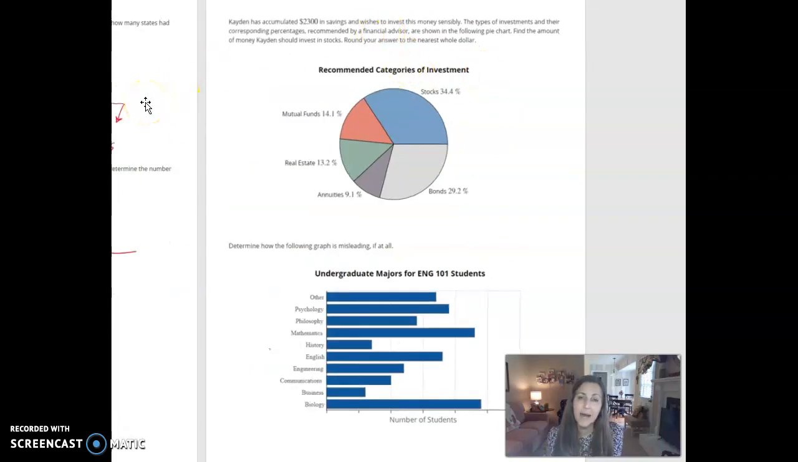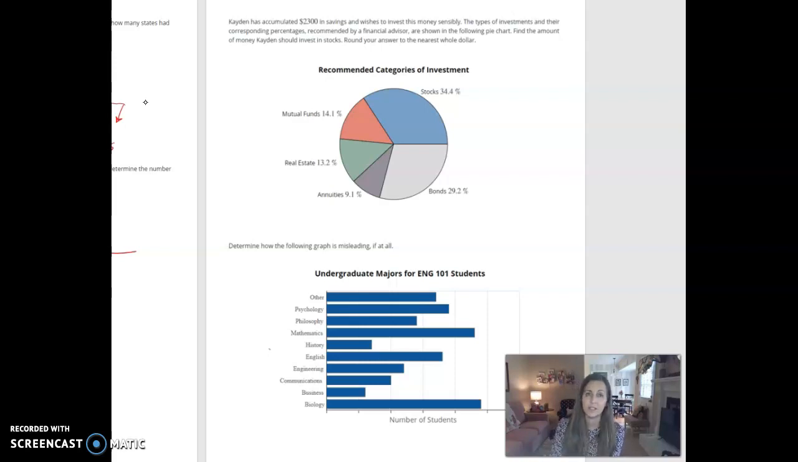Okay, this is a pie chart, very familiar type of graph. Caden has accumulated $2,300 in savings and wishes to invest this money sensibly. The types of investment and their corresponding percentages recommended by a financial advisor are shown in the following pie chart. Find the amount of money Caden should invest in stocks.